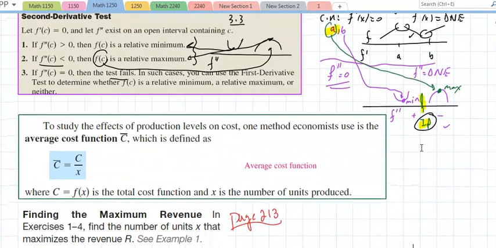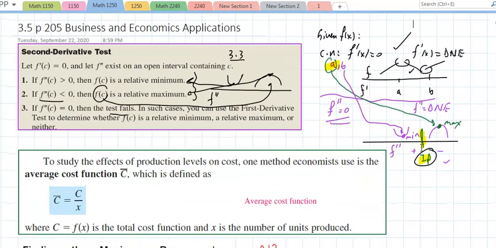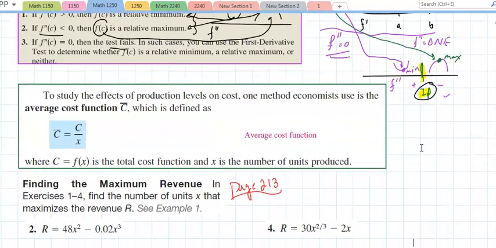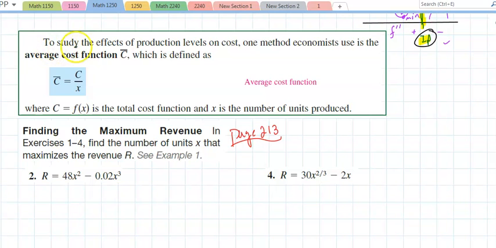So let's start this section. This section, page 205, talks about business and economics applications. We're going to break this into 2 lectures. The first lecture, we're going to talk about maximizing, minimizing, the usual, traditional. One thing from now on we're going to do is study the effect of production level on cost.